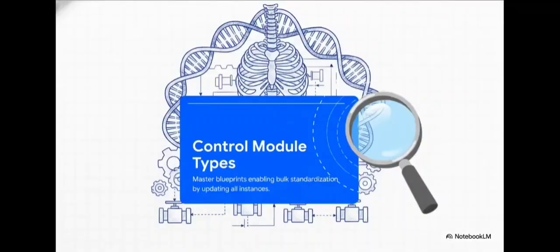So that begs the question, how do you engineer all of this without spending literally decades programming individual valves? Well, the secret sauce is control module types, or CMTs. If the architecture we just talked about is the skeleton, CMTs are the DNA of the digital plant. They are these incredible master blueprints that set the uniform rules for exactly how individual components behave, allowing them to be instantly replicated throughout the entire system.